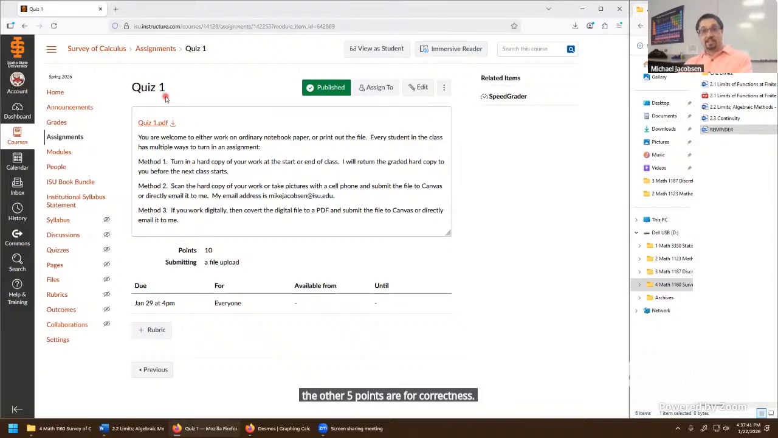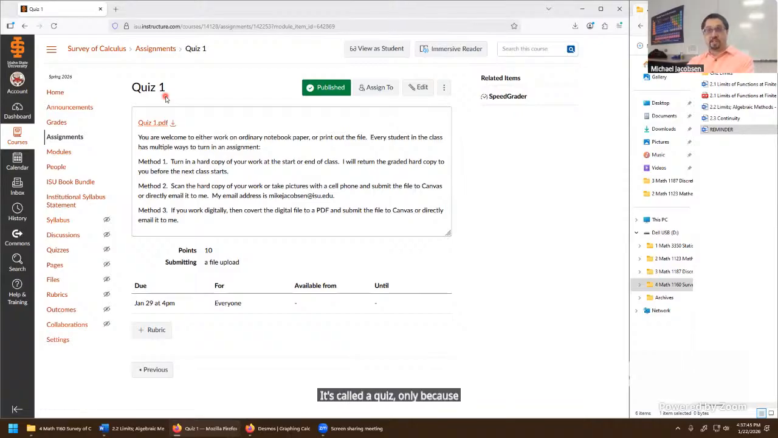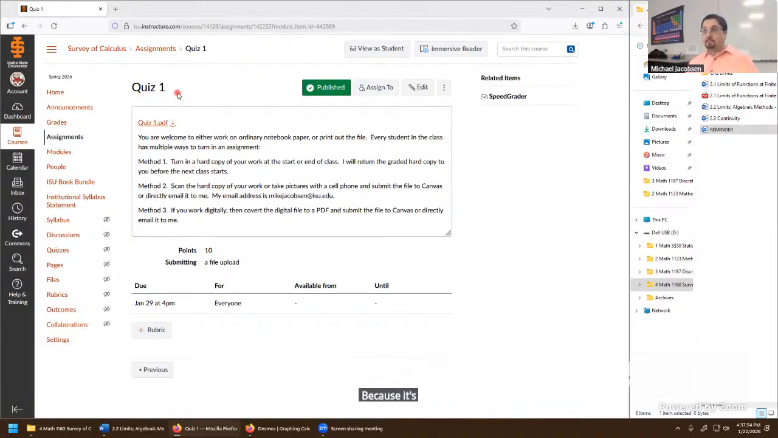Another thing to mention, there's lots to talk about with these. It's called a quiz only because I didn't want to call it a homework, because then it would be vague whether I meant homework in WebAssign or this kind of homework right here. Because it's really not like a close your book, put away your calculator type of quiz. It's open note, open textbook, and all those great things. And as Marie asked, yes, you can absolutely fill these out digitally, just like we're doing on the lecture notes. That'd be a great way to do them. But really, there's a lot of options.